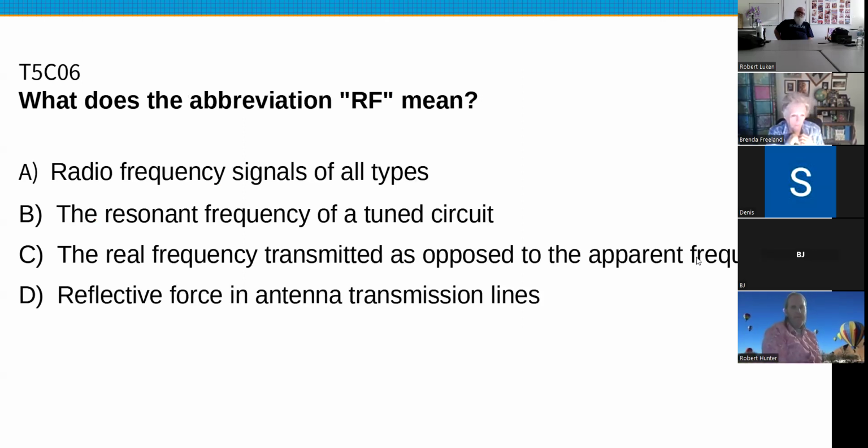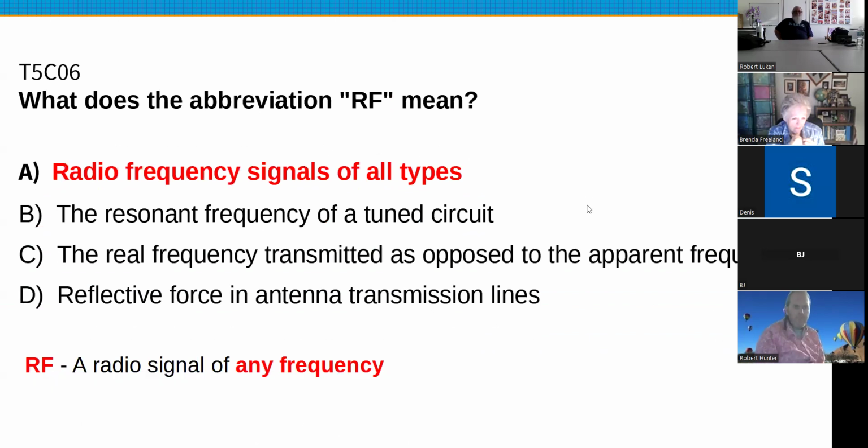What does the abbreviation RF mean? Alpha? Yep, just a generic term.